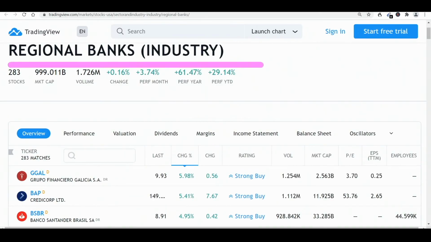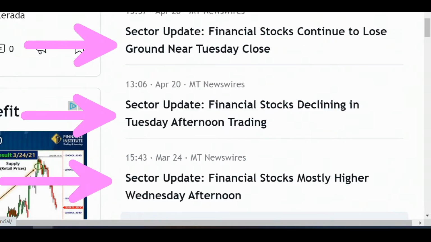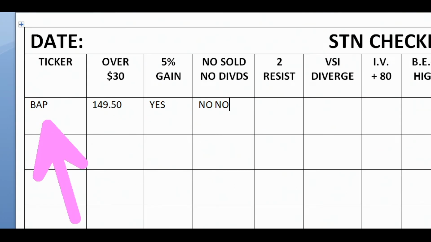So here we are under banks, double click percentage, find a ticker over $30 and over 5%. Look up news. You can see there's nothing about selling the company. Actually, it has bad news, but it's going up today. So we can fill all these boxes in. BAP, 149.50, yes and no.